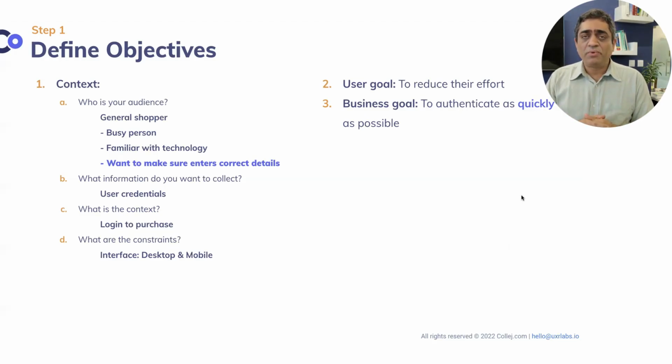So when you stop to think about what the user goals are, it's really important for us to ask, what is the business goal? Because it's a business that's paying us our salary. So the user goal is to reduce effort, and the business goal is to get the job done as quickly as possible, because when you delay, you are losing business. And so you want to make sure that this is as frictionless as possible. So with that context in mind, let's go on to the next slide.